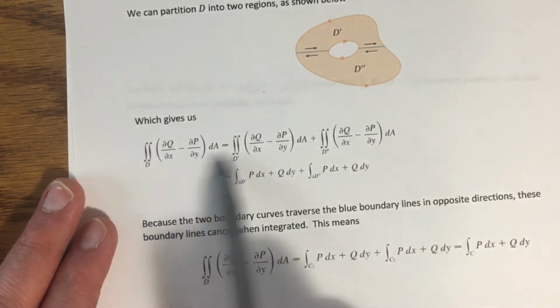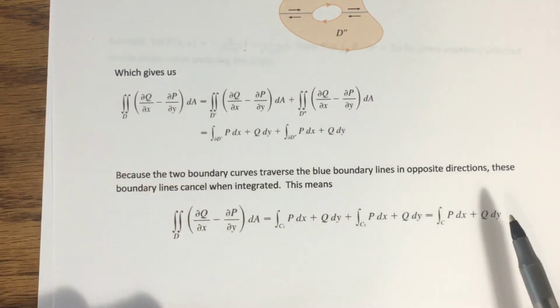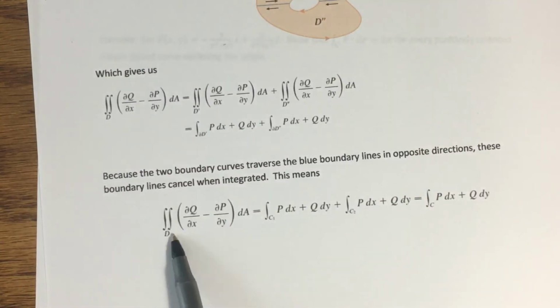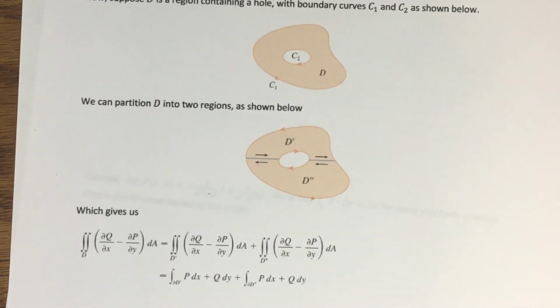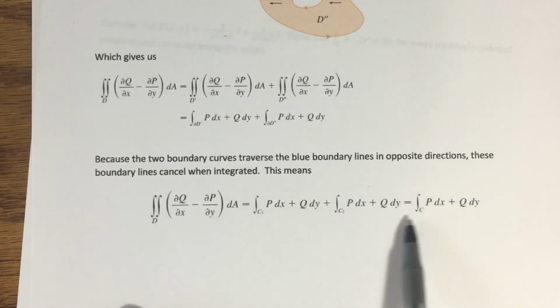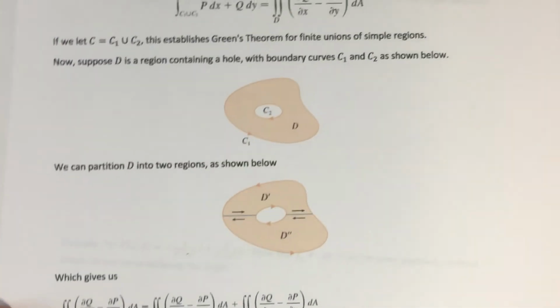So this argument outlines the steps here, but the end result is that the double integral over the region D that we originally described up here is equal to the line integral of C. Now in this case, C, the boundary curve, we have to be careful about that.